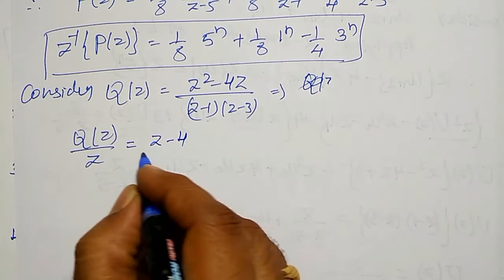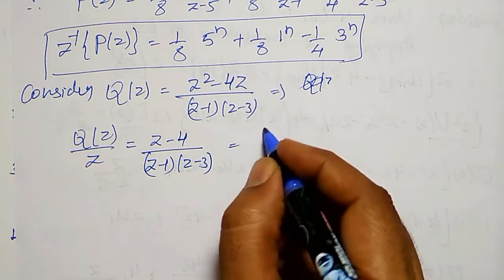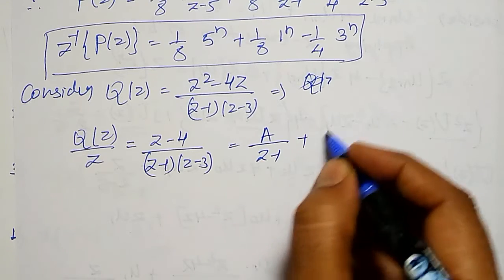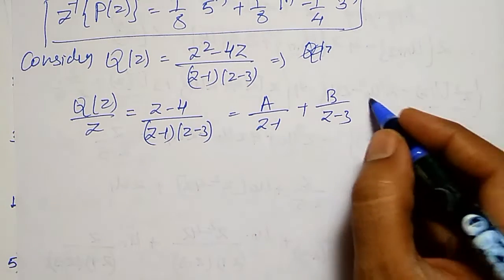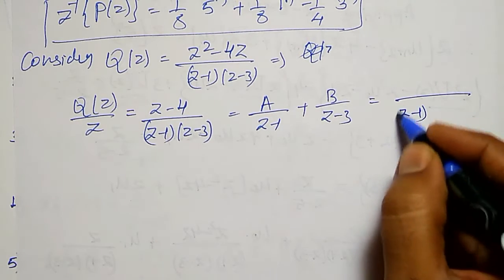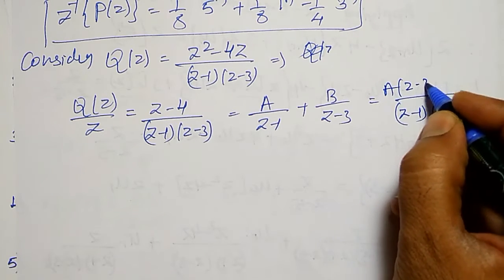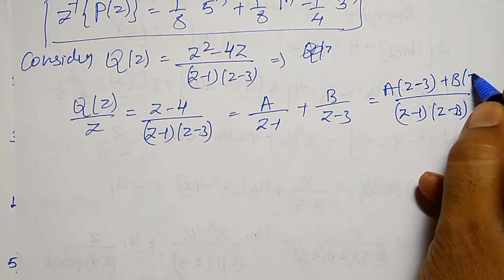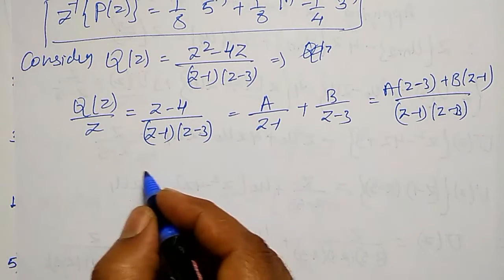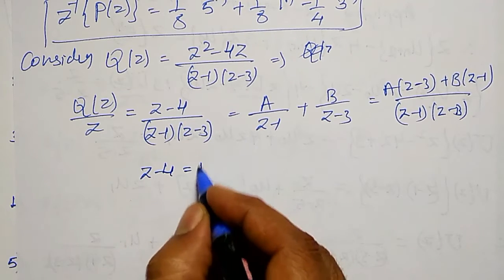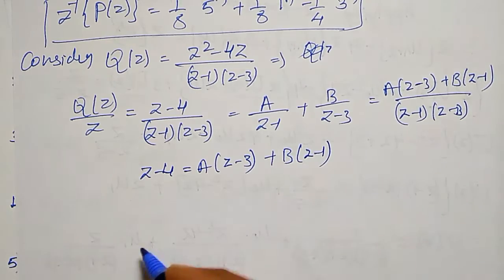So z minus 4 divided by (z minus 1)(z minus 3) is equal to a divided by z minus 1 plus b divided by z minus 3. And taking LCM, I will write it as (z minus 1)(z minus 3) into a into (z minus 3) plus b into (z minus 1). For these terms, z minus 4 is equal to a into (z minus 3) plus b into (z minus 1).